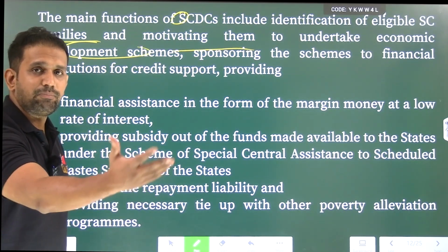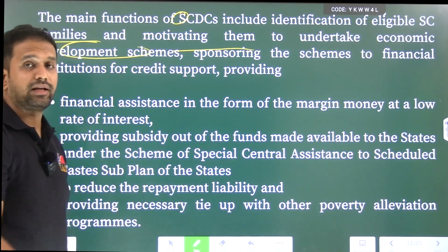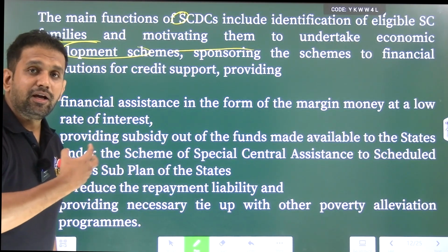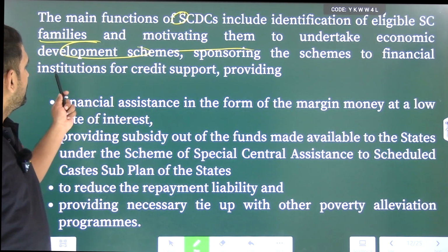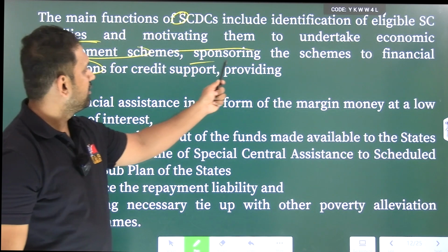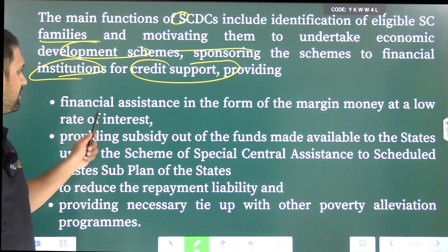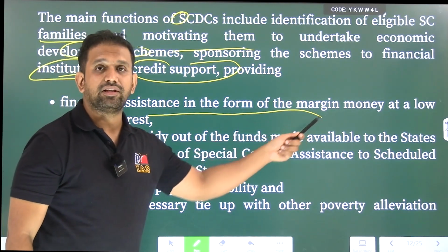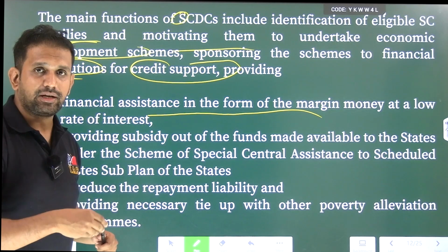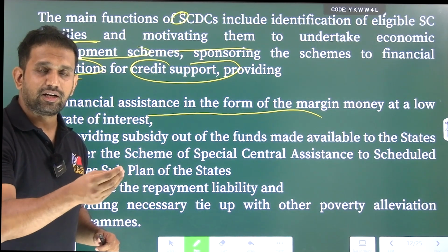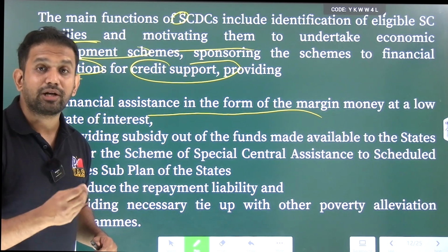This scheme is there, madam, please take it. You can start a tailoring shop, you can start a beauty parlor, like that. So promote SCs, motivate them to take schemes, so that they will get some loan and they can start their business. Financial assistance is given in the form of margin money. If an SC woman says that I want to start a tailor shop, for that purpose I want 1 lakh rupees, she will go to the bank. The bank will ask for margin money.